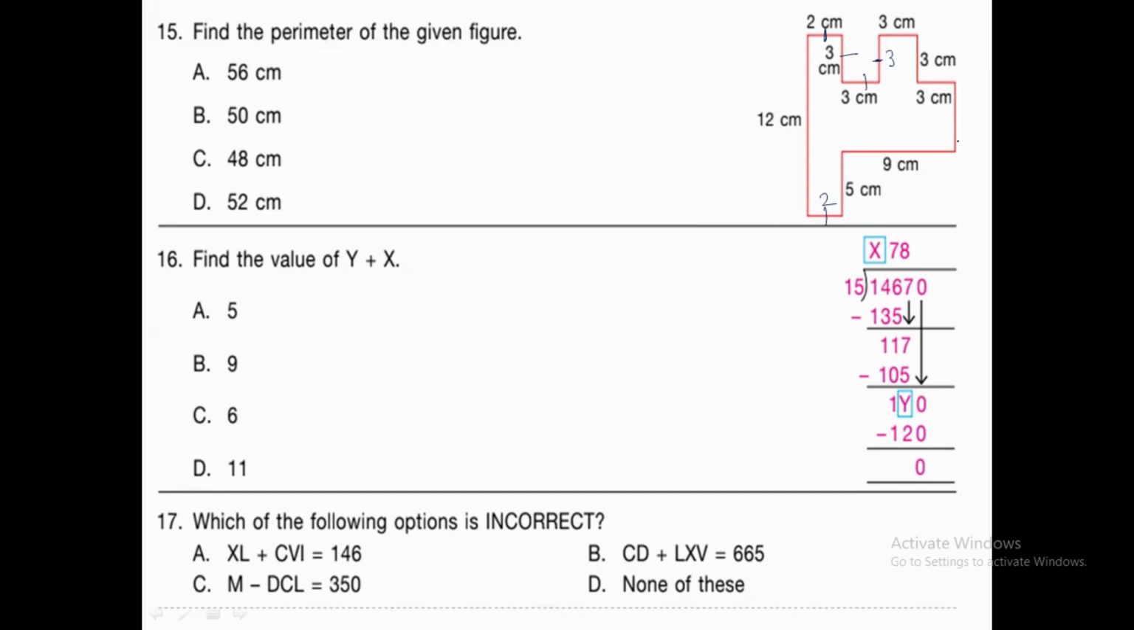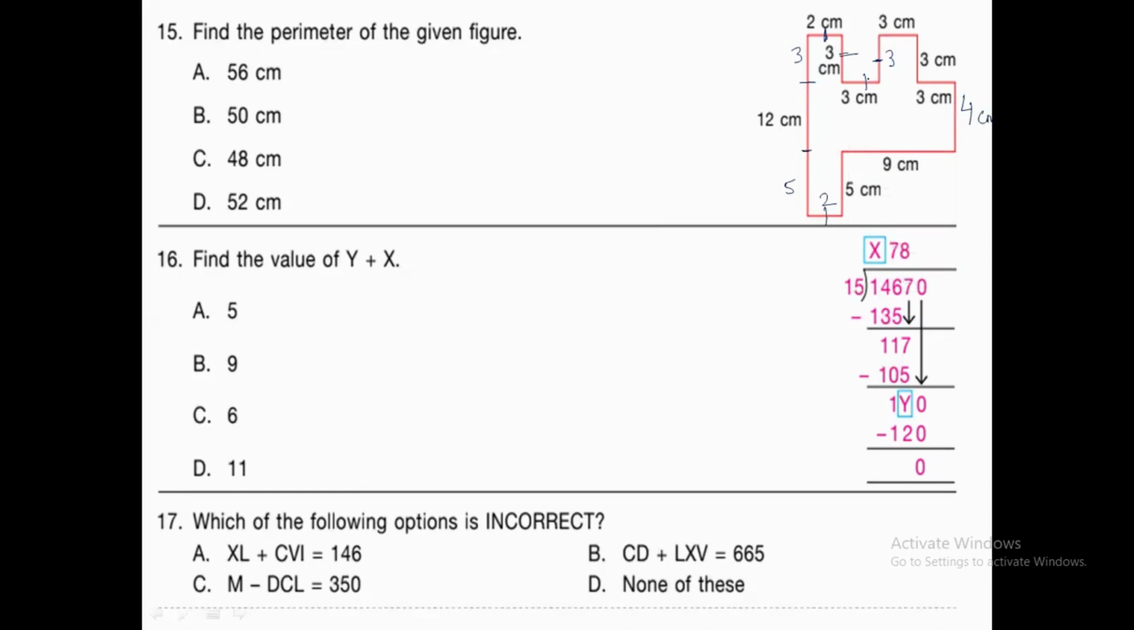This side is not given to us, so we need to find it. How are we going to find it? You can see over here, till here it is 3 centimeter, and till here it is 5 centimeter. So 5 plus 3 is 8. When we subtract 8 from 12, we get 4. So that's how we get the measurement of this side, which is 4 centimeter. Understood? Now let's solve it.